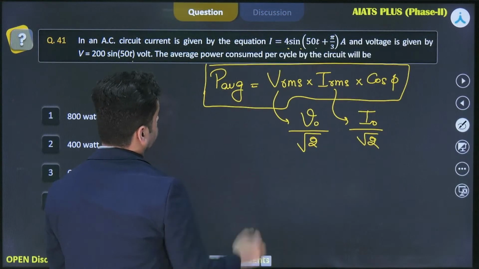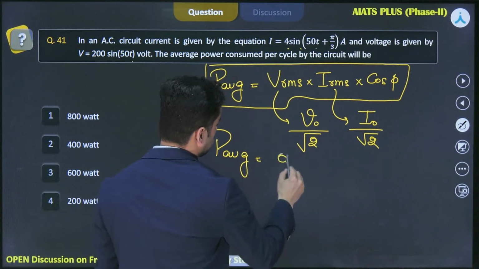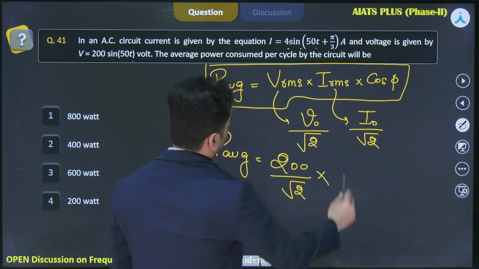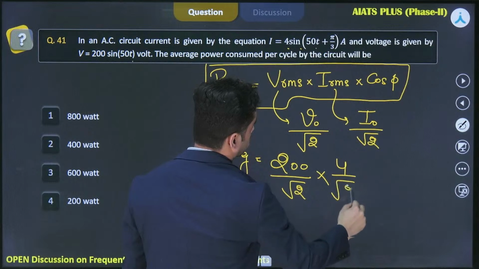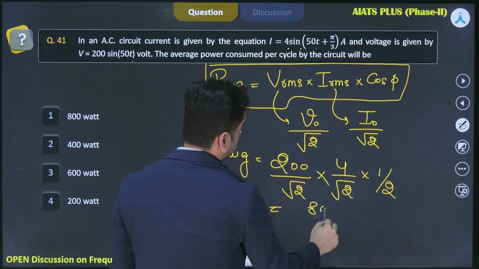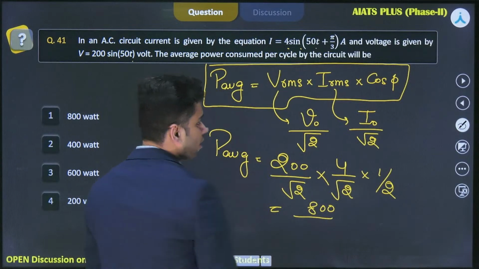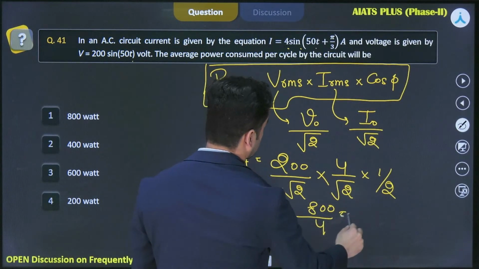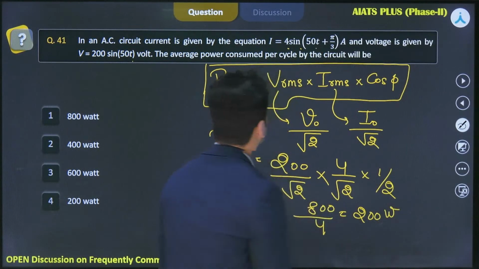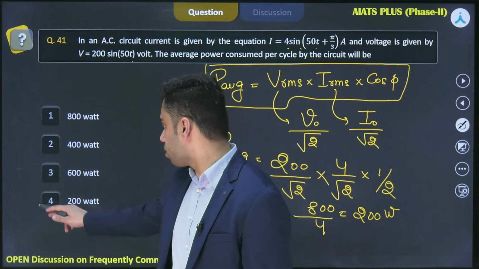So let us put the value now. P average we need to find. Vrms becomes 200 by root 2, into Irms, which becomes 4 by root 2, and cos 60 is 1 over 2. So it becomes 800 by 2 into root 2 into root 2, which becomes 2. So 800 by 4, or it becomes 200 watt. 200 watt is the power consumed per cycle for the circuit equation that has been shown to us, which means the correct answer is option 4.